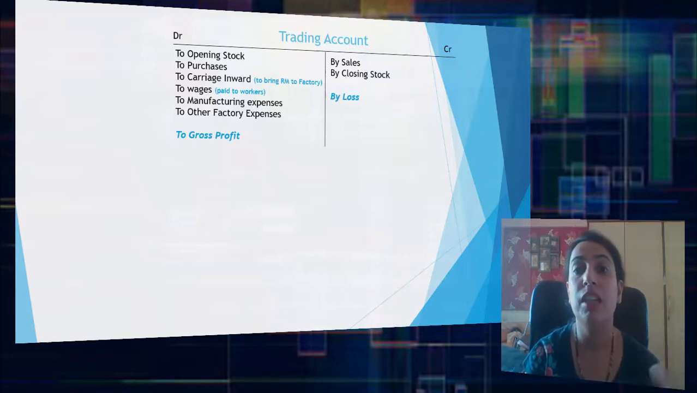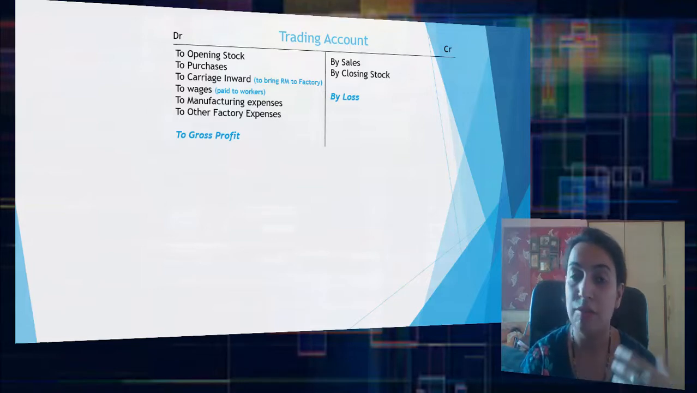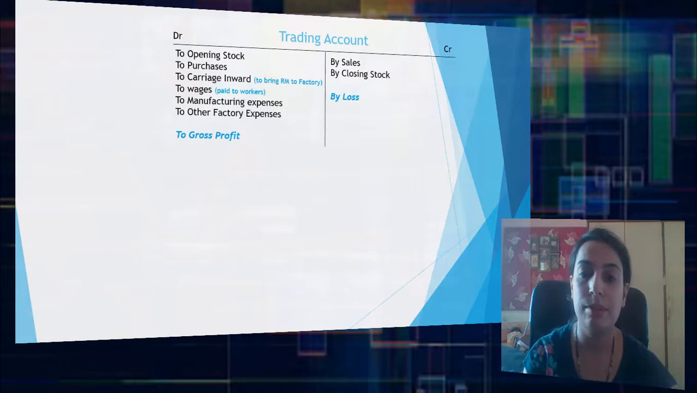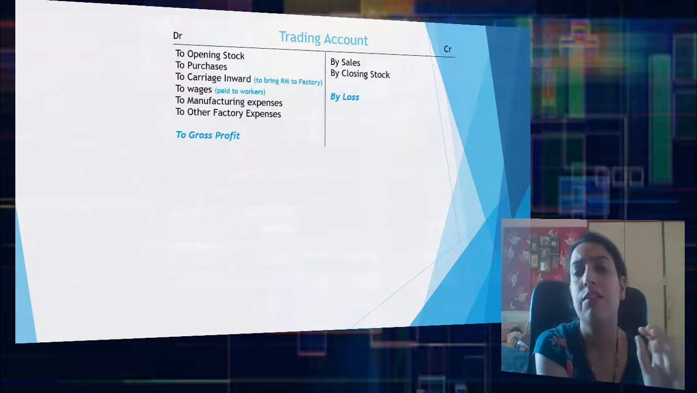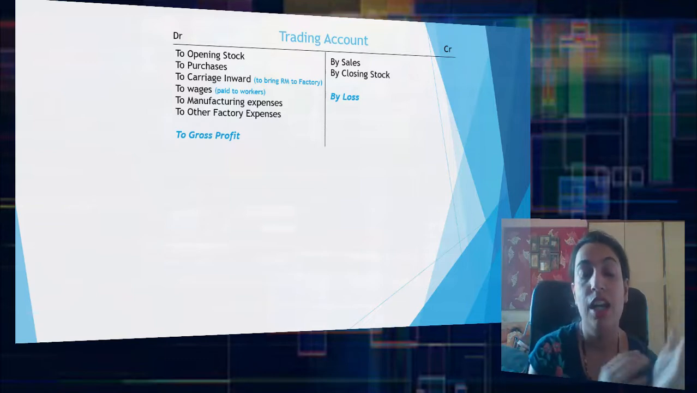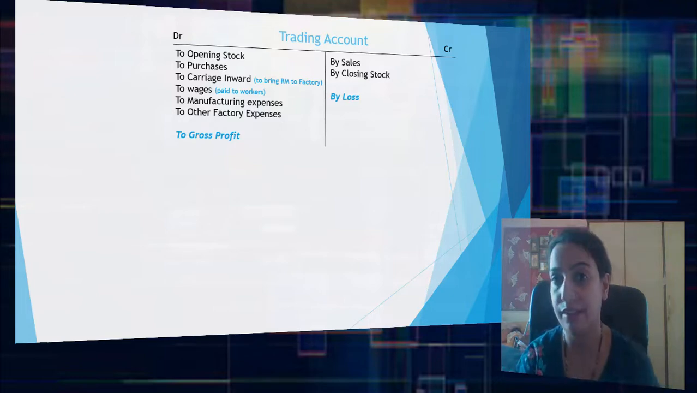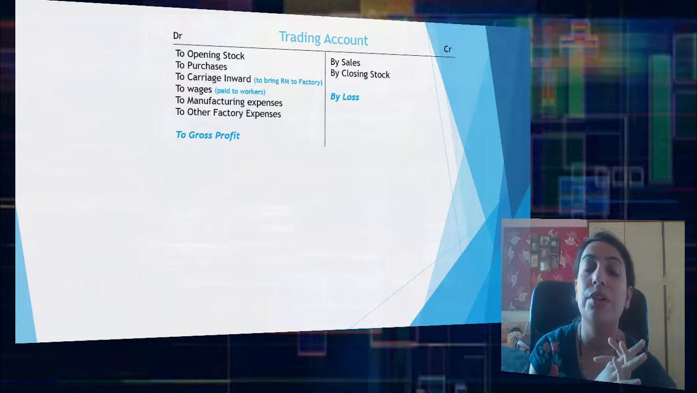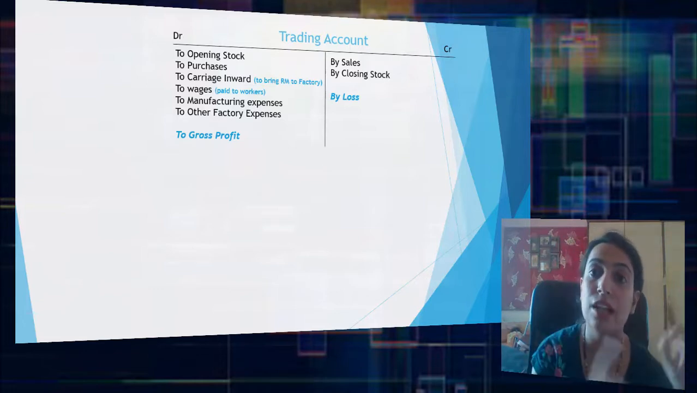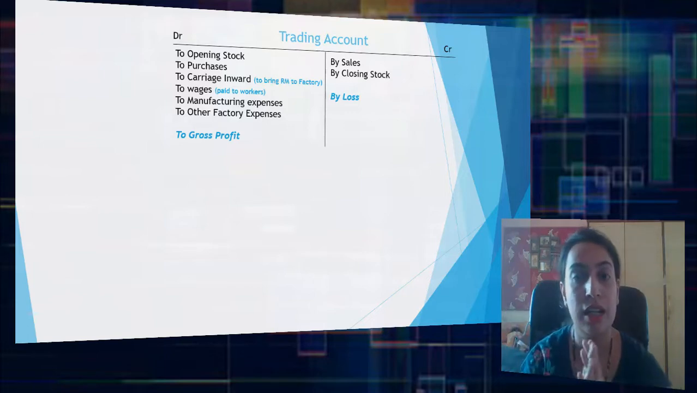Then we will be paying wages to the workers, because workers are somebody who are directly helping us in the production of the commodity. We will have manufacturing expenses, all those expenses which are directly related to the production, and any other expense which we are going to incur in the factory will be recorded in your trading account. And all those incomes will obviously come on the credit side. This is similar to your nominal account. As I told in my last video, debit all expenses and losses and credit all income and gain.